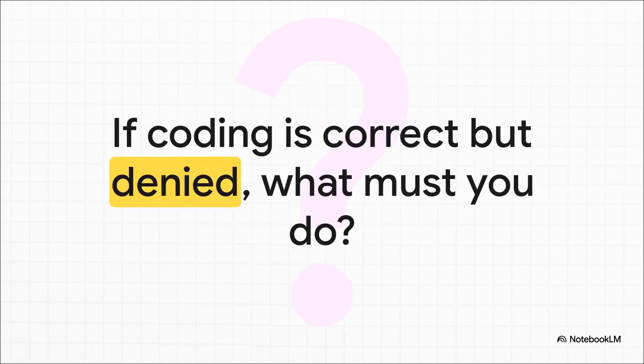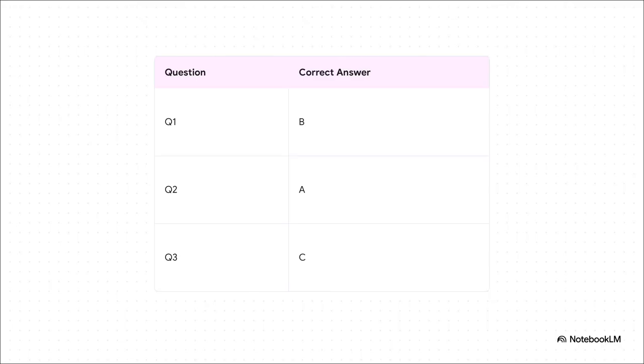And last but not least, question 3. In scenario 3, if coding is correct but the claim is denied for medical necessity, what must you do? A, write off the charge, B, bill the patient directly, or C, obtain appeal limits, address, and submit clinical medical records. Okay, let's see how you did.